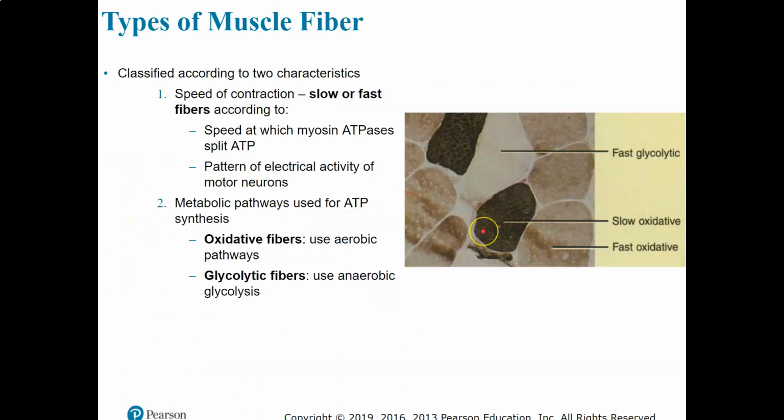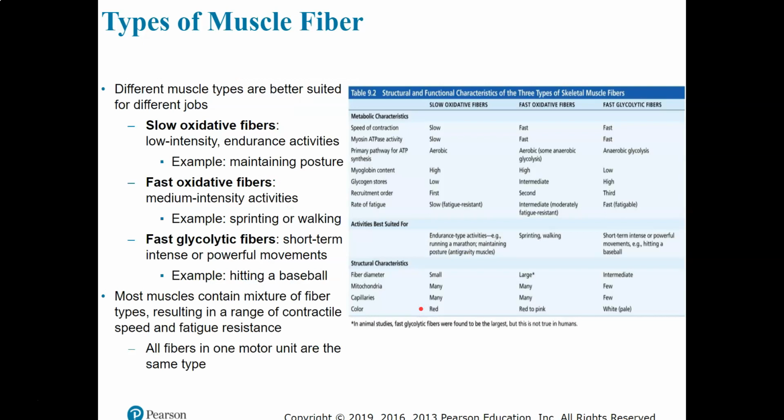And as you can see in this picture, they actually look different under the microscope, in part due to differing levels of myoglobin. These fast glycolytic fibers don't need oxygen so much, so they don't have a lot of myoglobin. These slow oxidative need a lot of oxygen because they're going to be doing aerobic respiration, so they're very dark. They have a lot of myoglobin. So these slow oxidative fibers are great for low intensity endurance activities. So when they need to be used all the time.